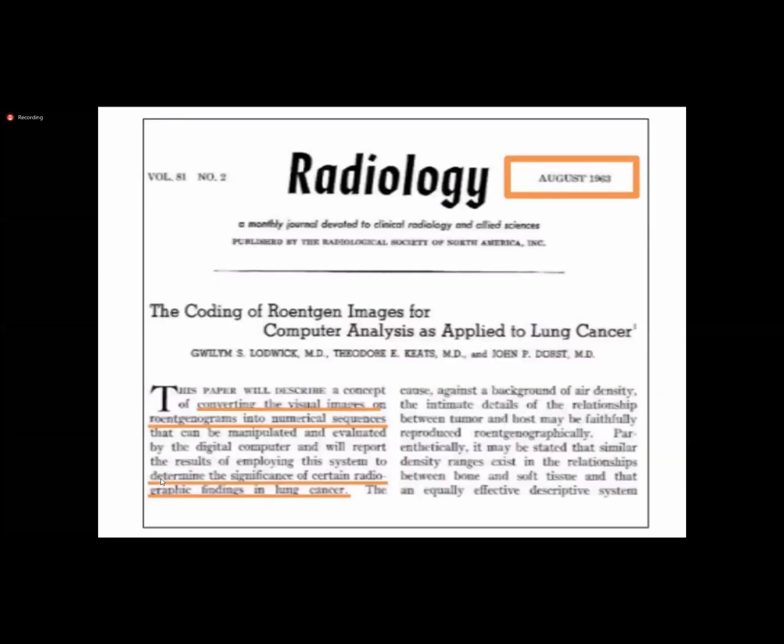So there was an article in August 1963 that talks about the coding of Roentgen images, because at that time X-ray images were not called that. These images were called Roentgen images. The coding of Roentgen images for computer analysis was applied to lung cancer. So in 1963, they used the system to predict or to filter lung cancers.